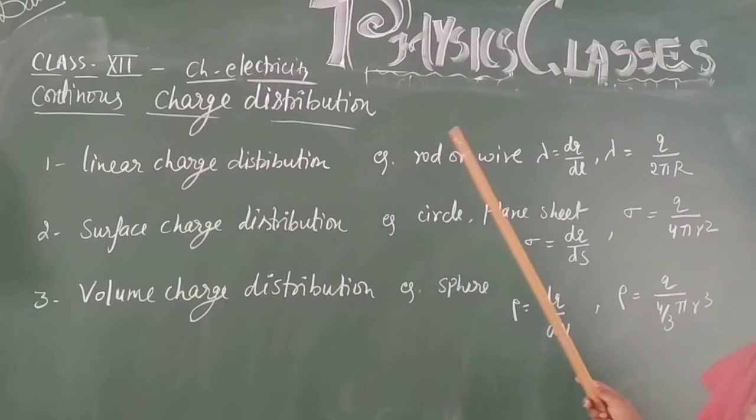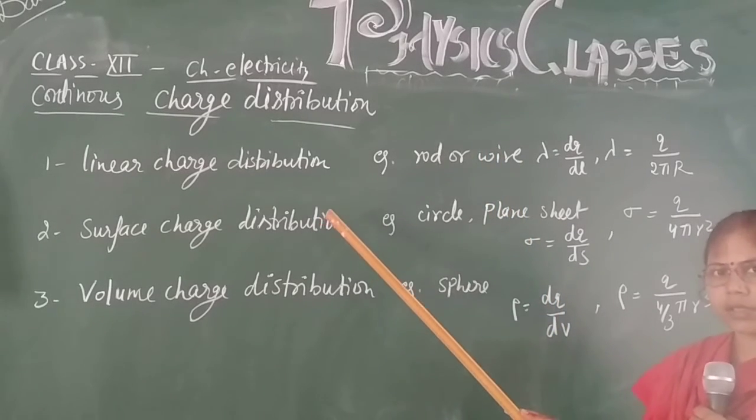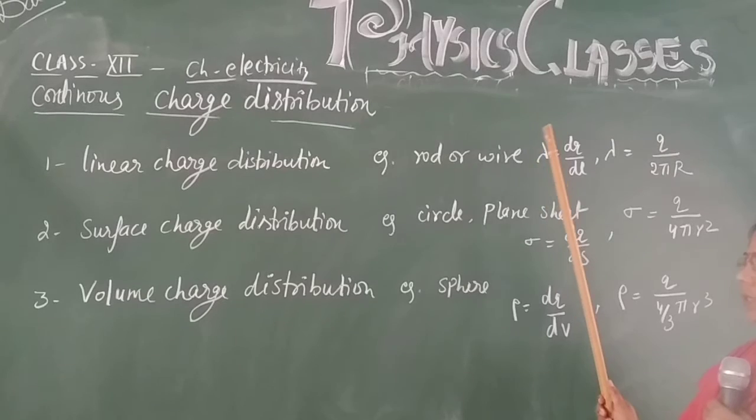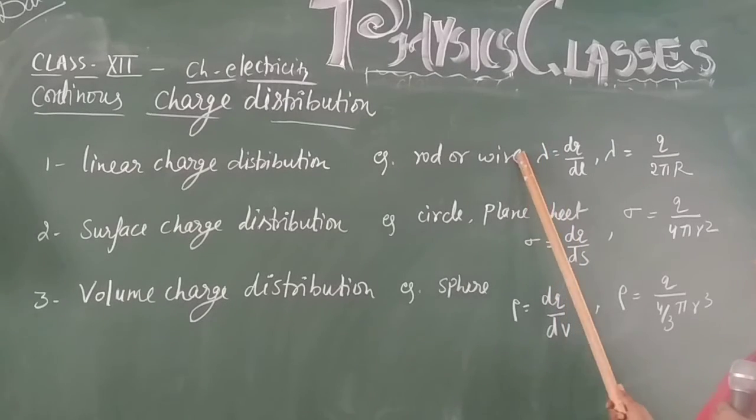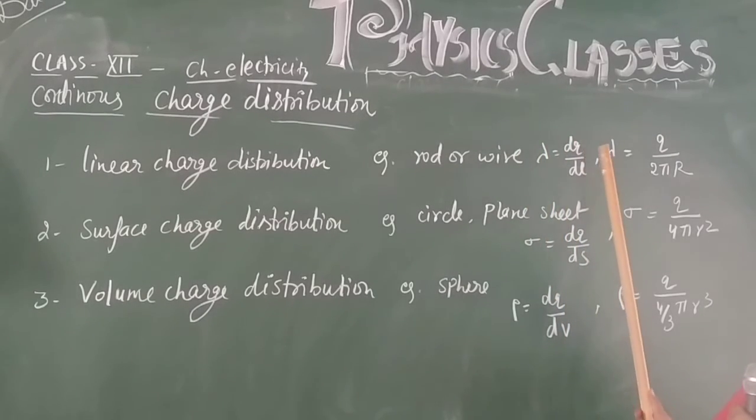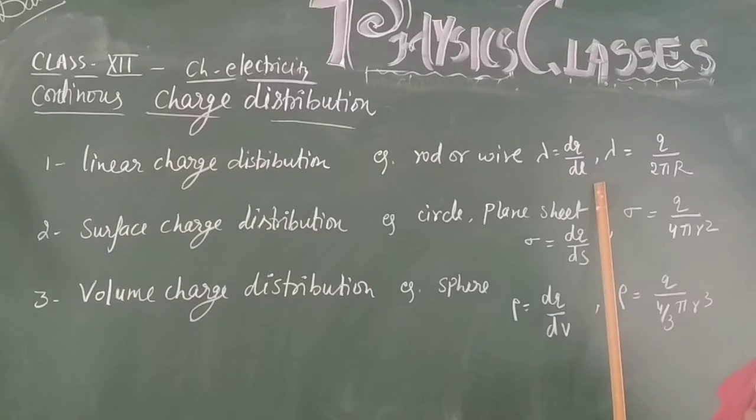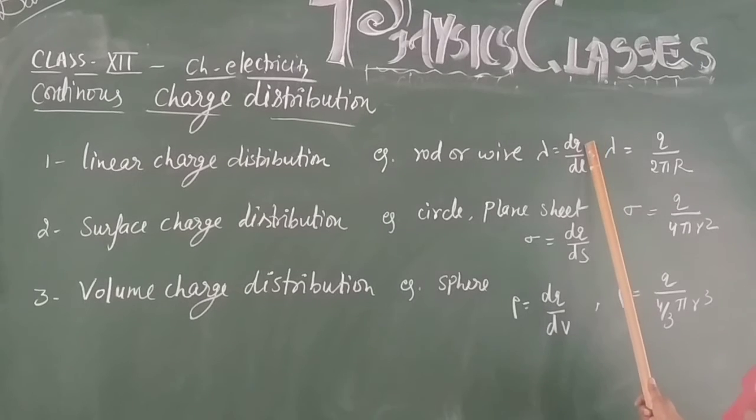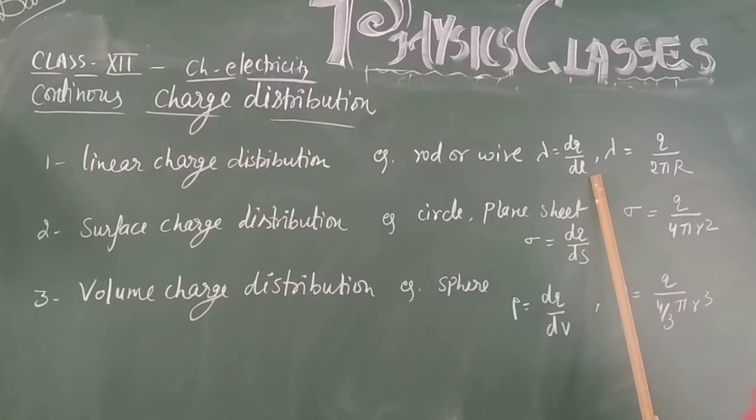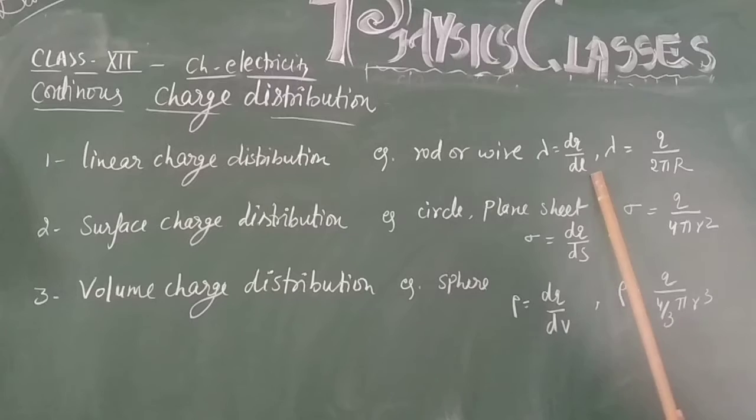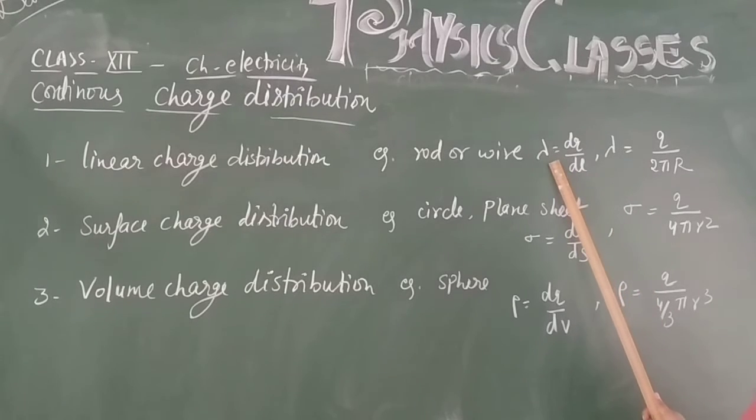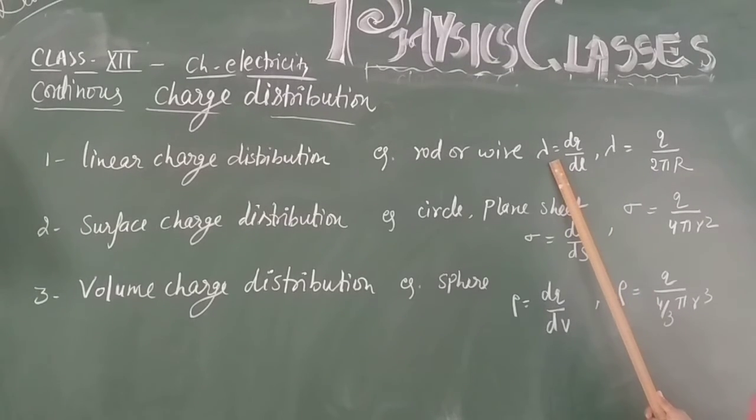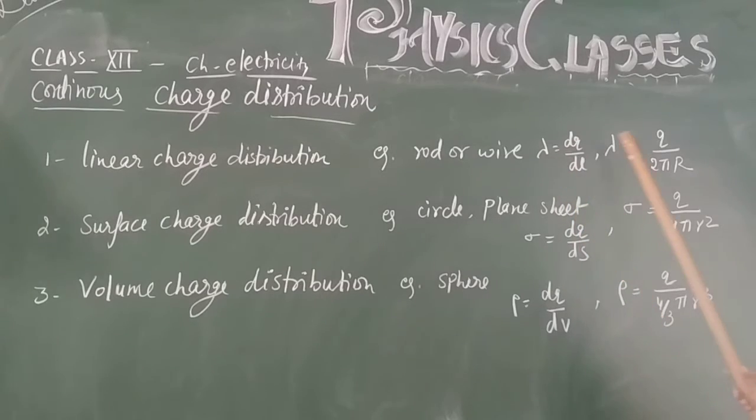What is linear charge density? Linear charge density is defined as the ratio of charge per unit length of the conductor or wire. It is represented by lambda.